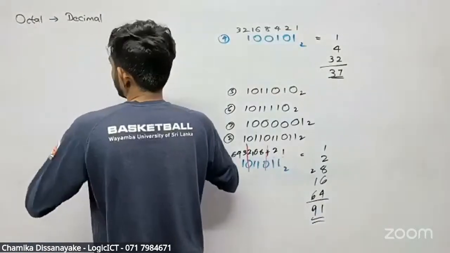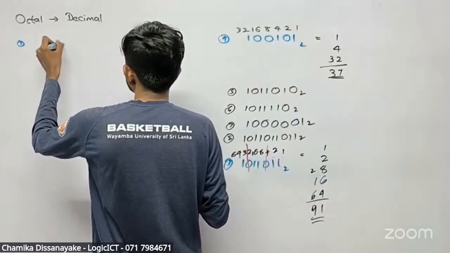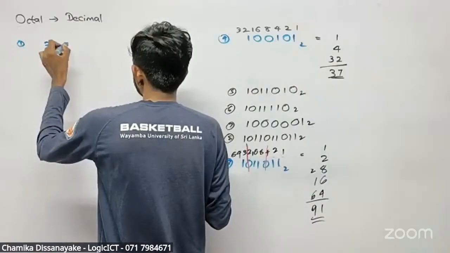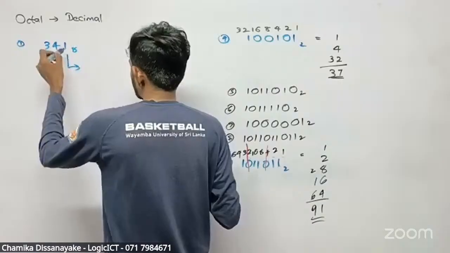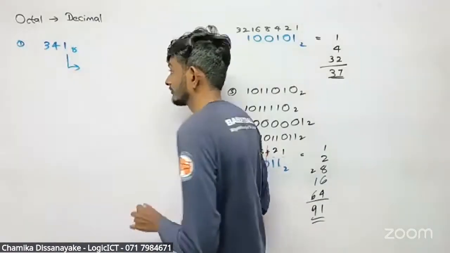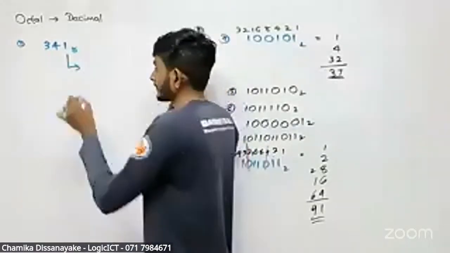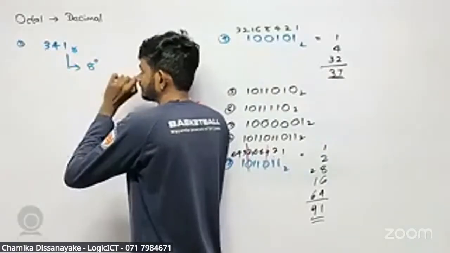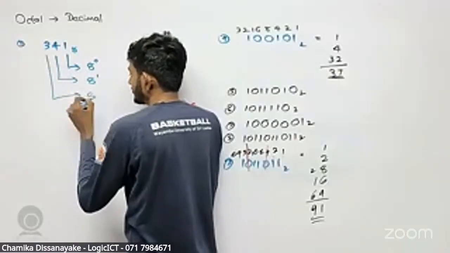So let's see. Octal. The first one is 341. 341 is an 8 base value. So for this one, what will be the weighting factor? 8 base. This is octal. This is 8 base. That means the weighting factor will come with 8 to the power. The first one is 0. This one, 8 to the power 1. This one, 8 to the power 2.